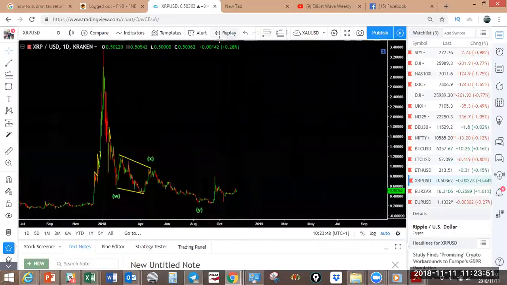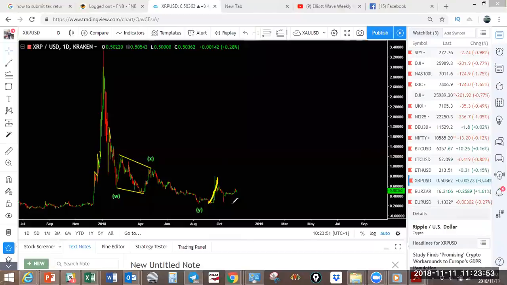Ripple. Exactly the same, but this one has already had its impulsive move, so we're just looking for this one to give us one more. No, actually not. This one wants to retest the previous high. That was the analysis last week. It may come back for one here and give us this structure. So we'll see how this one plays out.